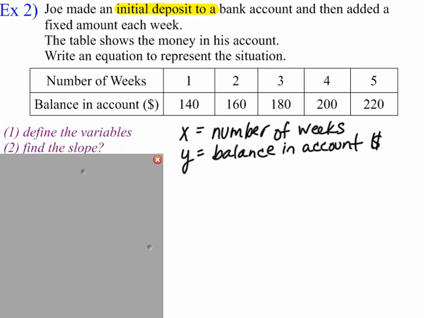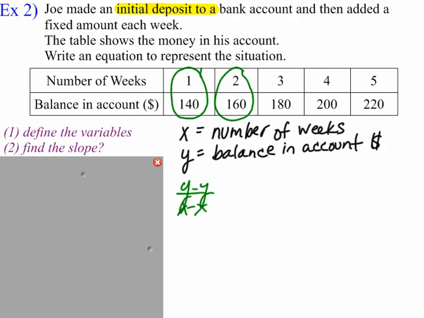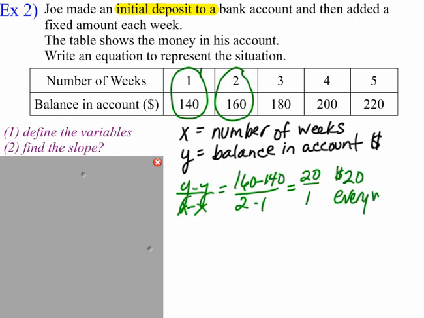Okay, our next step, we're going to find the slope. So again, we're going to use 2 points. So we're going to use this point 1, 140, and 2, 160. And we are going to find that slope. So remember, y minus y, take away x minus x. And once again, I'm going to use this second point as the first numbers that I'm going to use so I don't end up with negatives. 160 minus 140 is 20, and 2 minus 1 is 1. So again, what does 20 over 1 mean? Well, it means that $20 is going to go into the account every week.